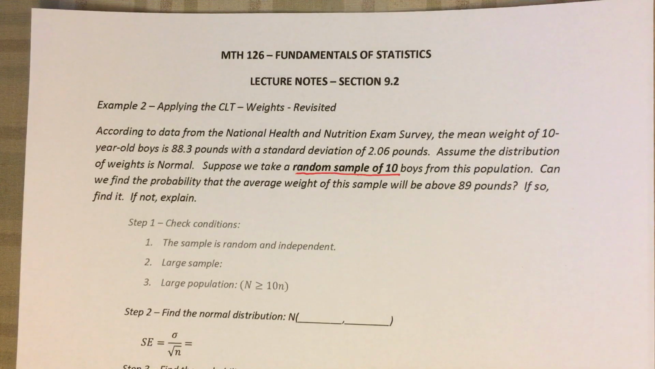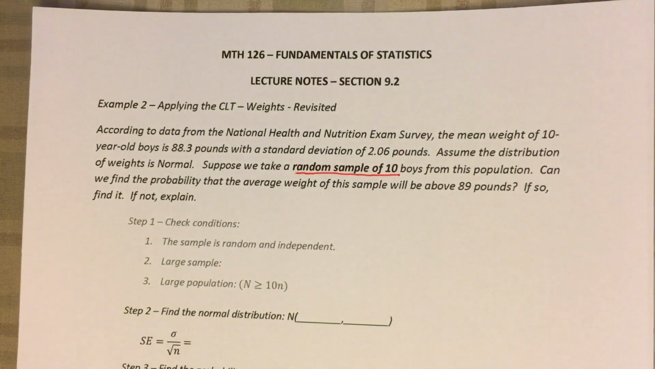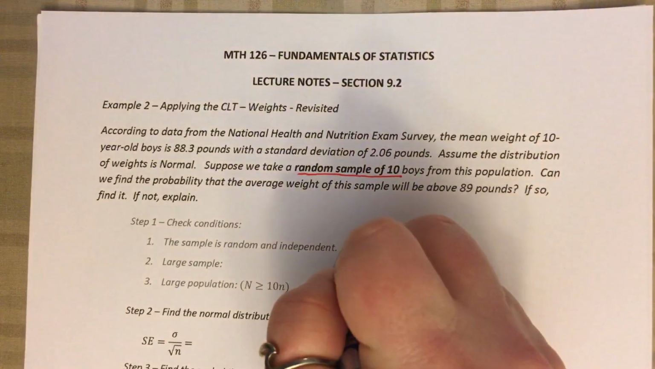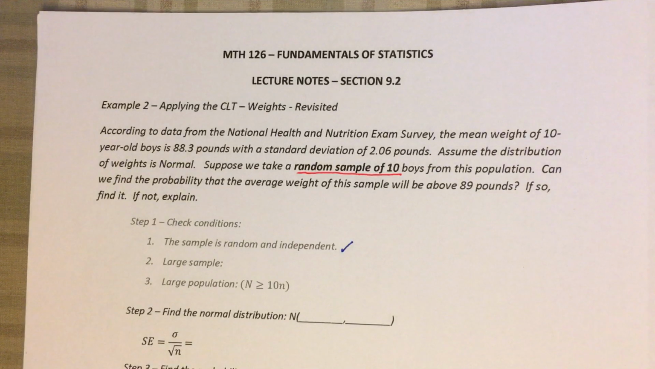We're still looking for the same thing, the probability that our x bar is greater than or equal to 89. I'm just going to focus in on these two problems on our conditions. Okay, so our sample is random and independent. Yes, we are always going to assume that that is true. We take a random sample of 10, it's random and independent.